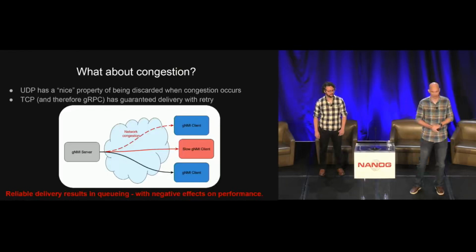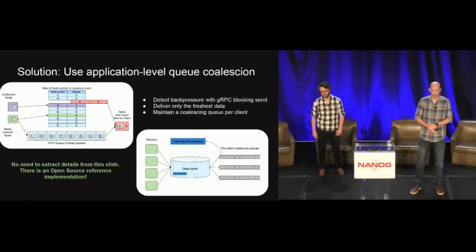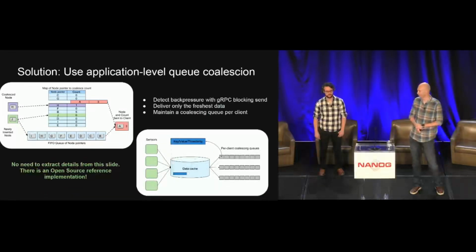Your catastrophic case is they establish a connection and never receive anything. You really want to be able to protect against that. And in TCP, if you have guaranteed deliveries, what do you do? So we need to figure out how to handle this particular problem that we didn't have to do with UDP. And so what we're proposing is to use an application level queue coalescence mechanism.